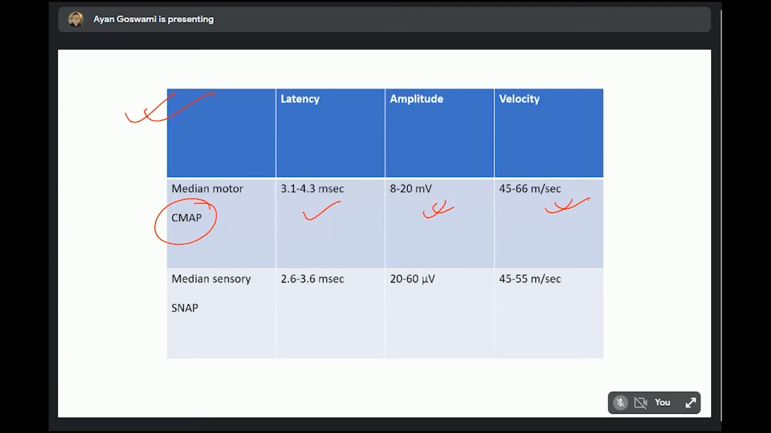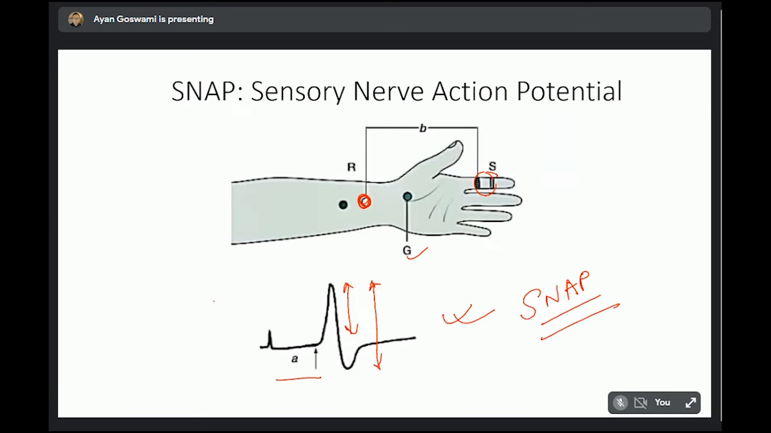Sir, you said we stimulate the median nerve at the index finger. Should I stimulate the median nerve at the wrist instead? Sensory nerve action potential we can measure both ways. This is called orthodromic, and this is called antidromic. Your sensation goes from distal to proximal, right? A sensory nerve moves from distal to proximal. So sensory nerve action potential, or SNAP, measurement can be of two ways.